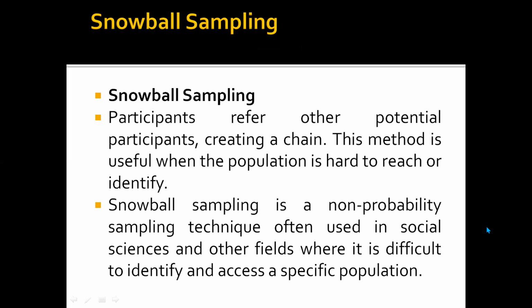The next is snowballing sampling. Here, participants refer other potential participants, creating a chain. This method is useful when the population is hard to reach or to identify. Snowballing sampling is a non-probability sampling technique, often used in social sciences and other fields, where it is difficult to identify or assess a specific population. For example, prostitutes or ladies who commit abortion. They cannot come up openly and say they are doing this. So you need a technique like snowballing to identify these ladies.